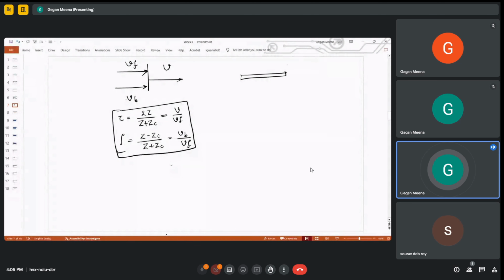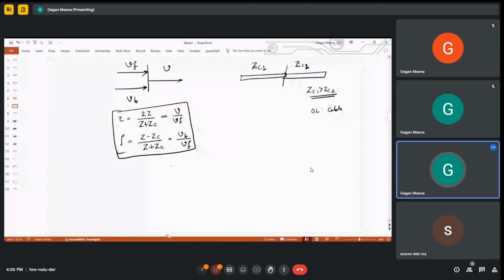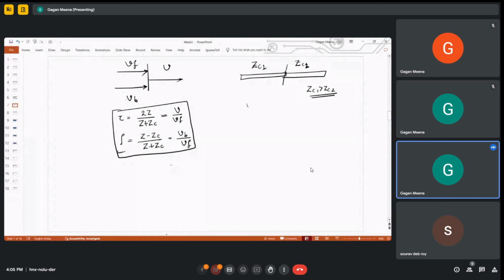So we have one transmission line, then we have another transmission line. This is ZC1, the characteristic impedance of the first transmission line, and ZC2, the characteristic impedance of the second transmission line. Let us assume that ZC1 is greater than ZC2. The characteristic impedance of the first one is greater. So it is similar to a junction of an overhead line and a cable. The cable has characteristic impedance less than the overhead transmission line.